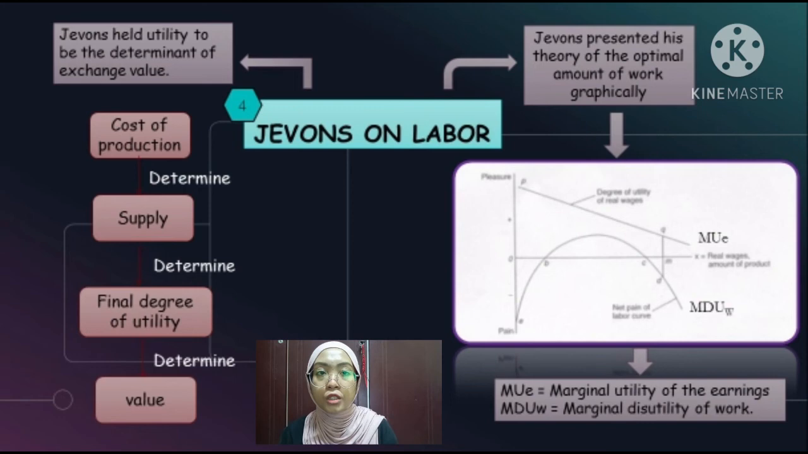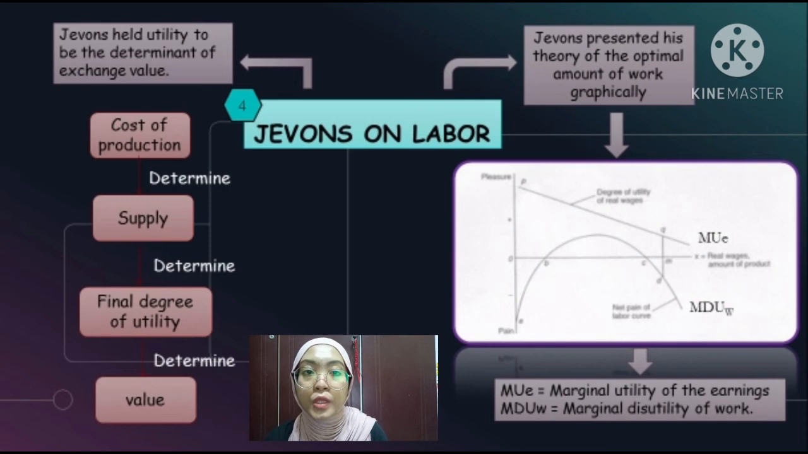MUE is the marginal utility of the earnings, and MDUW is the marginal disutility of work. Above line OX measures pleasure, utility, and below line OX measures pain, disutility. At the beginning of the working day, labor is usually more irksome than later in the day when the worker adjusts to it. Thus, there is neither pleasure nor pain at points B and C on the curve labeled MDUW, the marginal disutility of work. And there is actual pleasure from working independently of the earnings between those two points. However, the pain, the marginal disutility of additional work, increases.